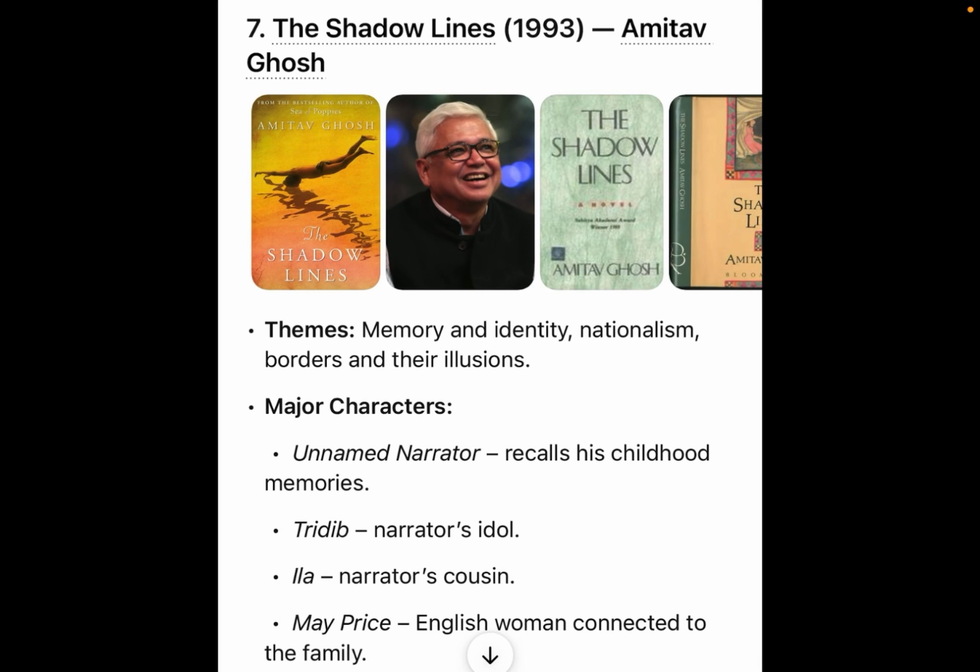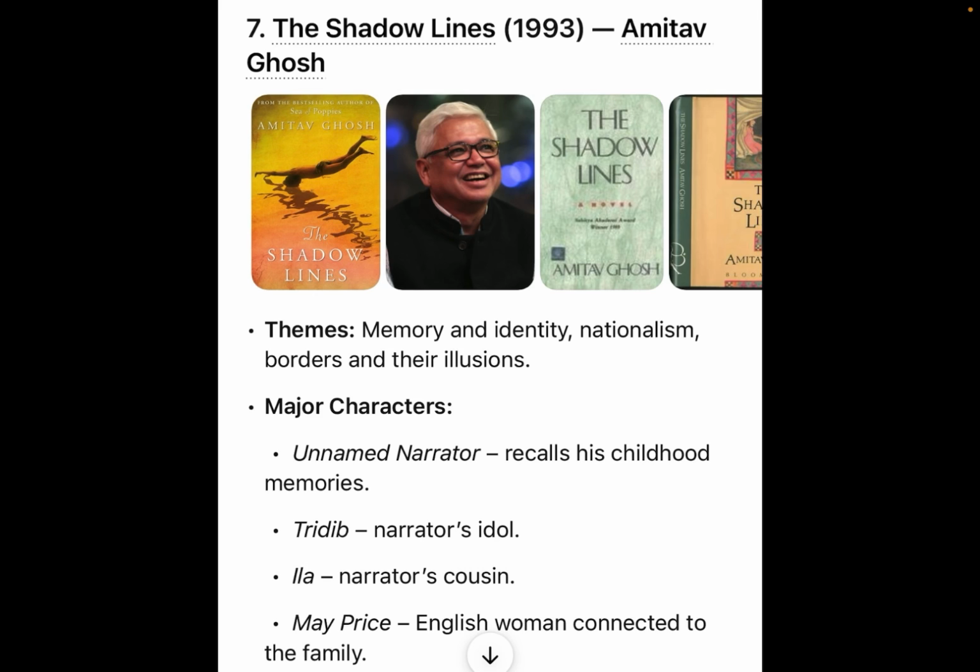So the next work is The Shadow Lines, written by Amitav Ghosh. This work was published in 1993, and the themes include memory, identity, nationalism, borders, and its illusions, right?